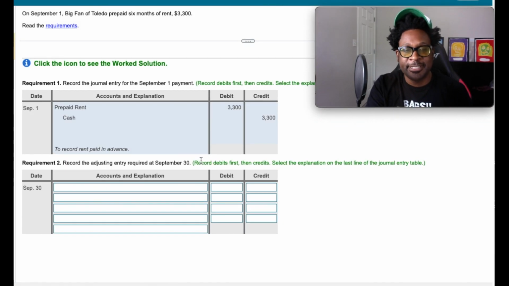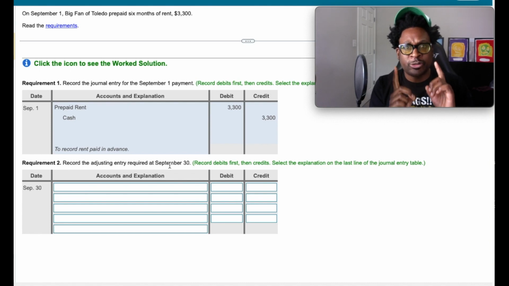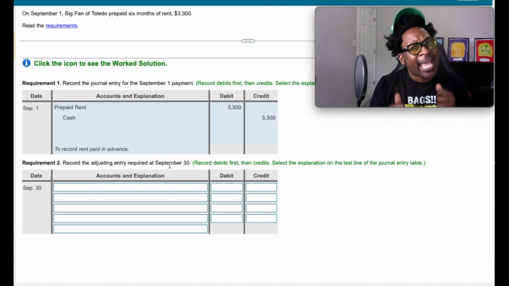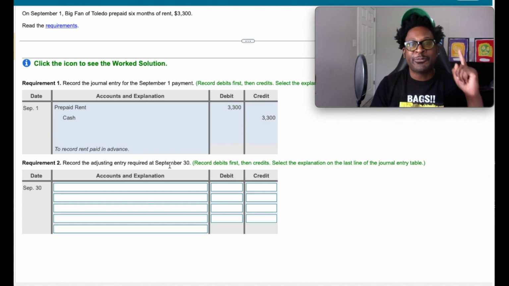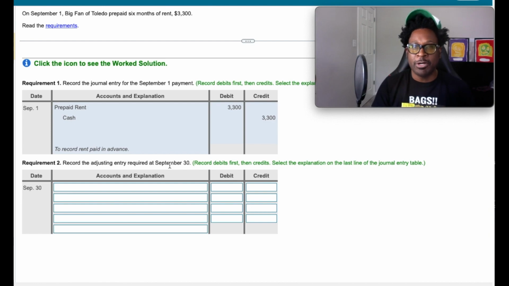So requirement 2 tells us to record the adjusted entry on September 30th, gang. So here's the deal. We are no longer on September 1st. We are now recording for September 30th. So what does that mean? 1 month has passed. So during this 1 month of passage of time, what has happened? Remember, on September 1st, we actually recorded an asset. And that asset reflected 6 months of rent paid for in advance. But now 1 month has passed. So what has happened in that month?